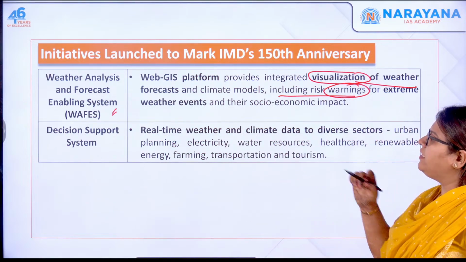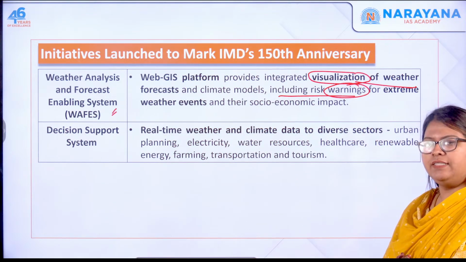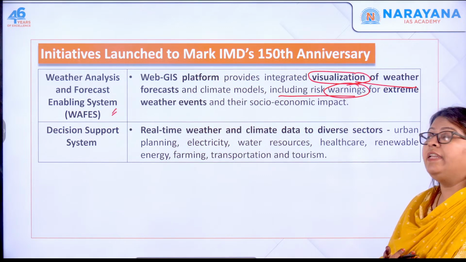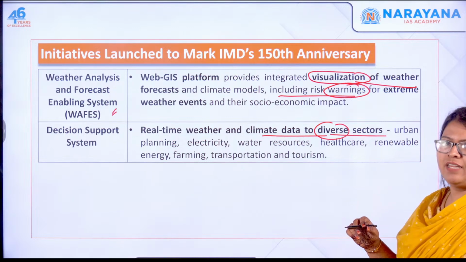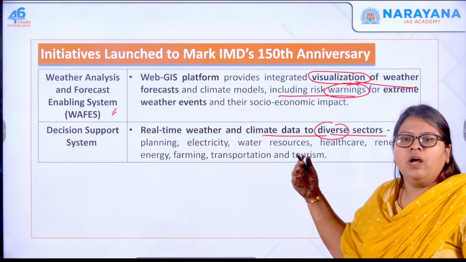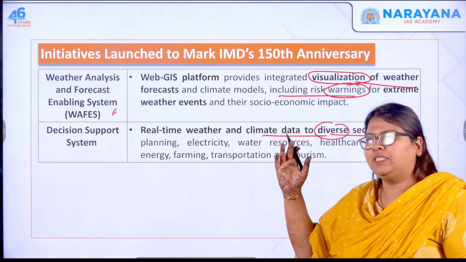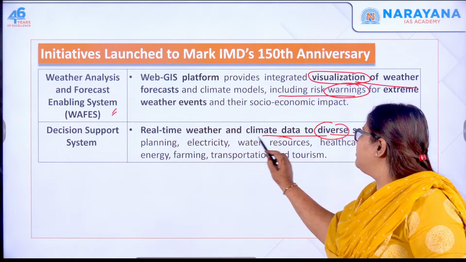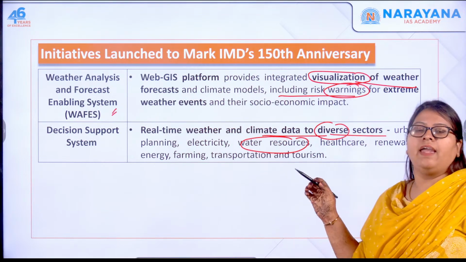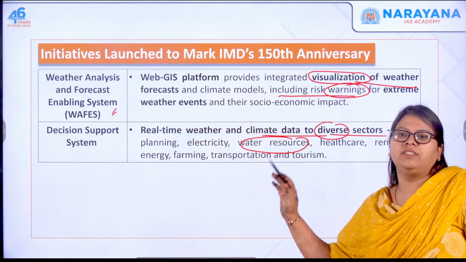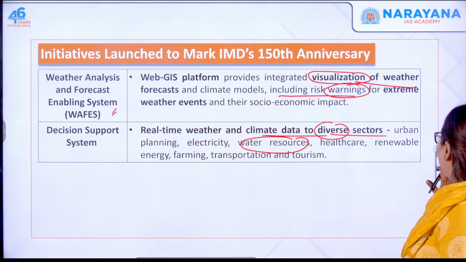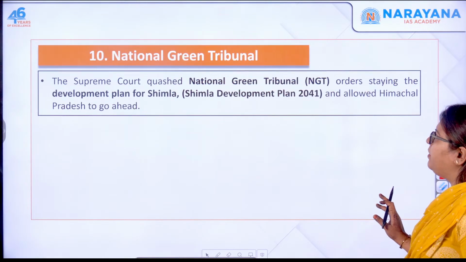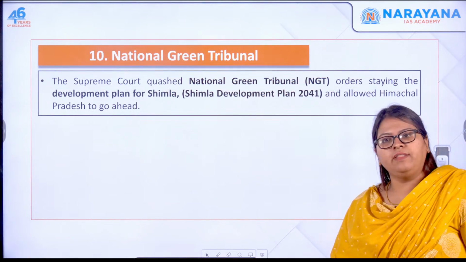The next one is the Decision Support System. It is nothing but real-time weather and climate data given to diverse sectors, like if you want to do urban planning, set up an electricity grid, or with respect to water resources, healthcare, energy, farming, it provides information on all of these. So these are the initiatives launched by the IMD on their 150th anniversary.